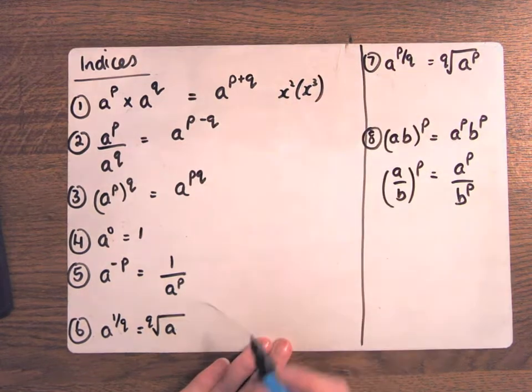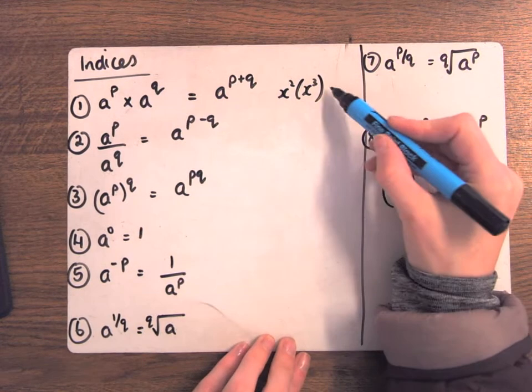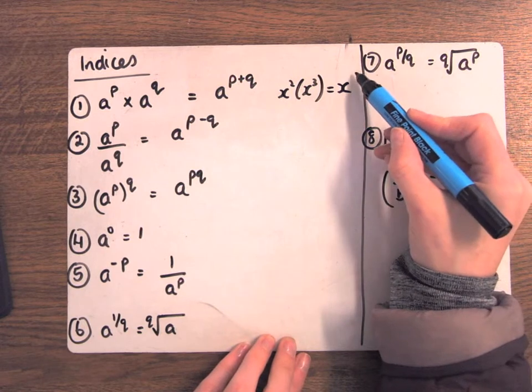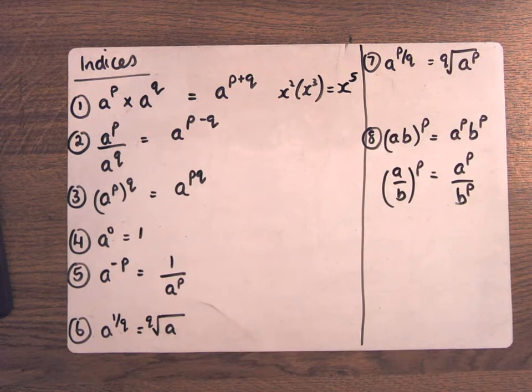For example, x squared by x cubed is going to be x to the power of 5. Just add them. 2 plus 3.